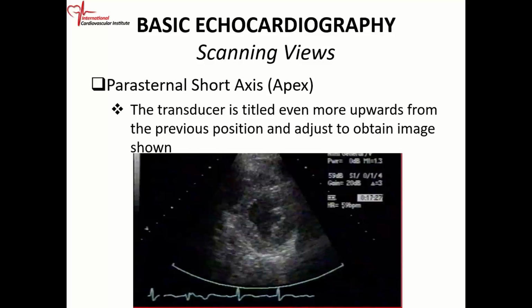So now you know how to get your parasternal long axis, the RV inflow view, and the parasternal short axis view. Once you master this, then you know at least two-thirds of how to image the heart.